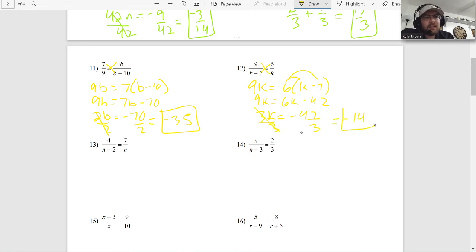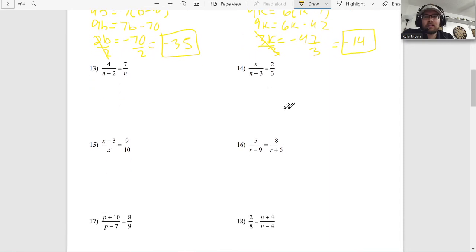We're getting a lot of negative 14s. So it's kind of weird. I feel like they're doing this on purpose. Whoever built this worksheet was like, let's make negative 14 a thing. Make them think they're doing something wrong.